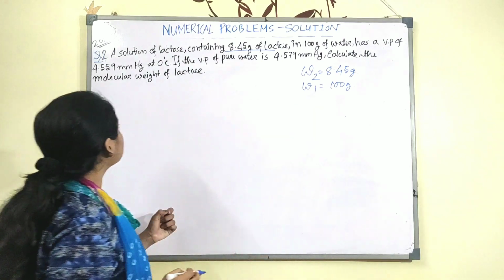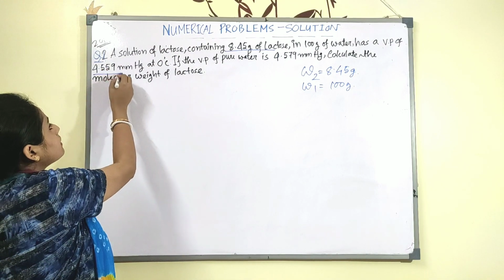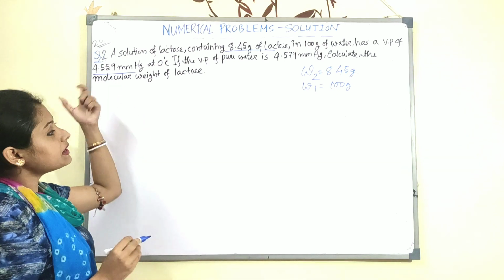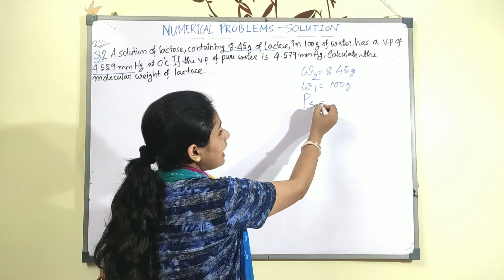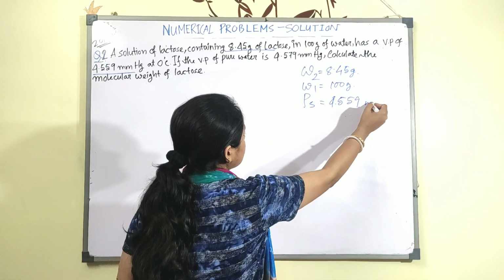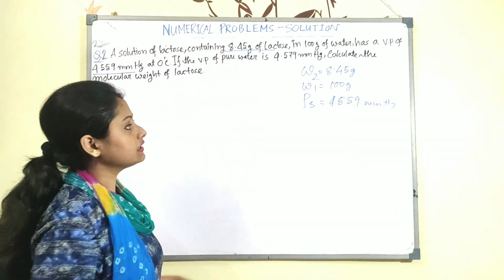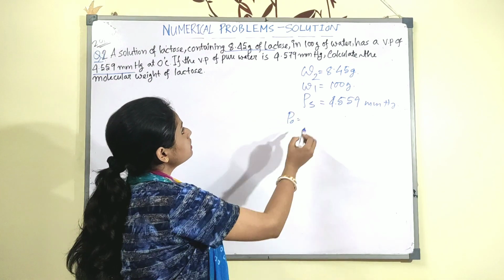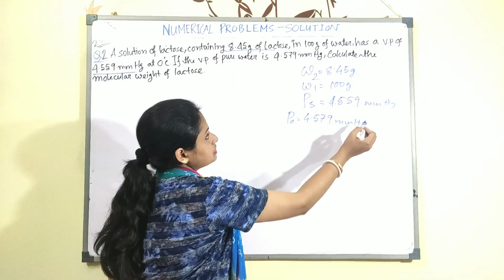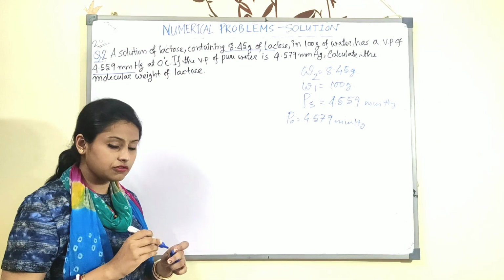A solution of lactose has a vapor pressure of 4.559 mmHg. So the vapor pressure of the solution, that is PS, equals 4.559 mmHg, and the vapor pressure of pure water, that is P0, equals 4.579 mmHg. Calculate the molecular weight of lactose, that means the molecular weight of the solute.